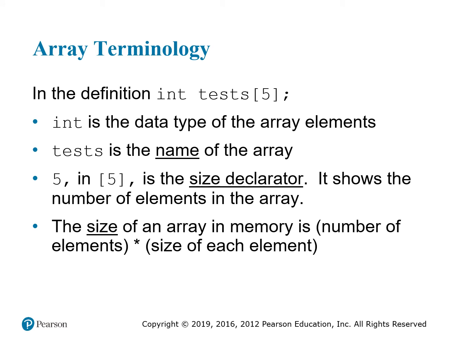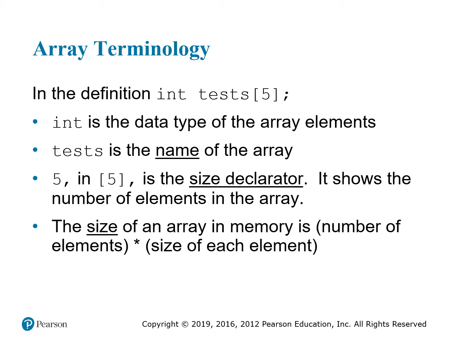Int is still, just as in normal variable declaration terminology, the data type of the array. Tests is still the name of that variable location in memory. The square brackets with the 5 in the middle are what we call the size declarator. It tells the computer how many elements you want in your array, so in this case, how many test scores we would be storing in the array.